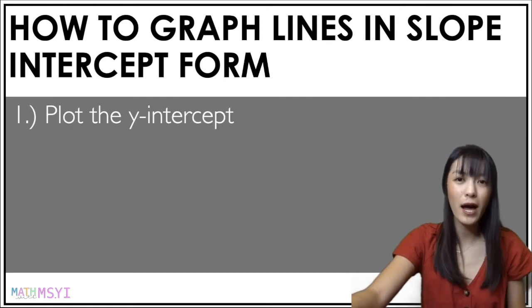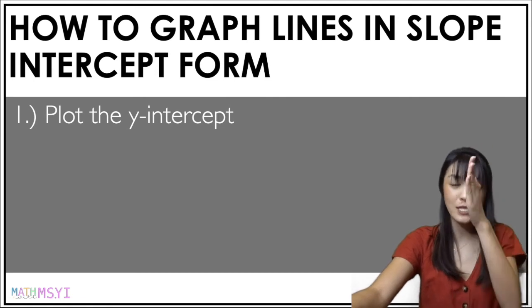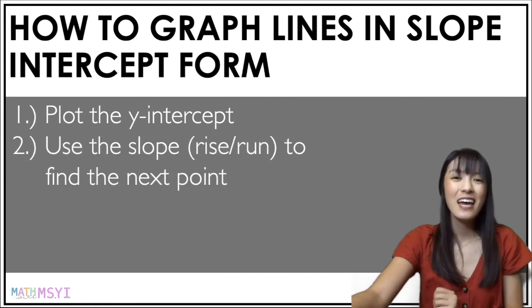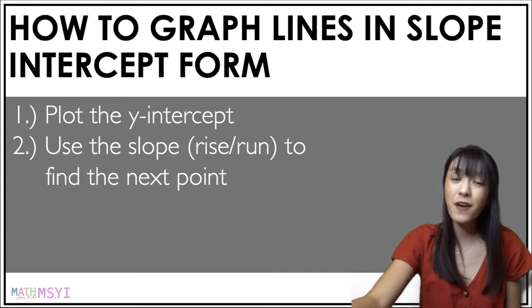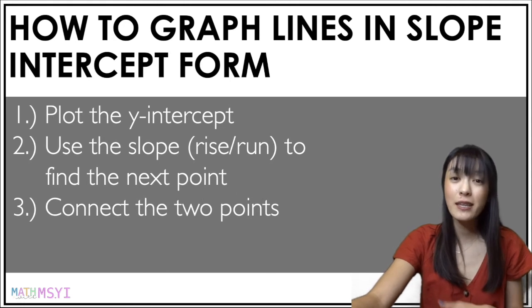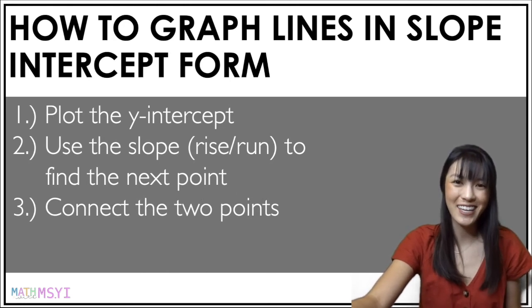Just to recap, when you're graphing lines in slope-intercept form, the first thing you always want to do is graph your y-intercept. Remember again, your y-intercept is where it crosses your y-axis. And then you can break your slope down into rise over run to find your next point. Once you have your next point, connect those points to create your line.